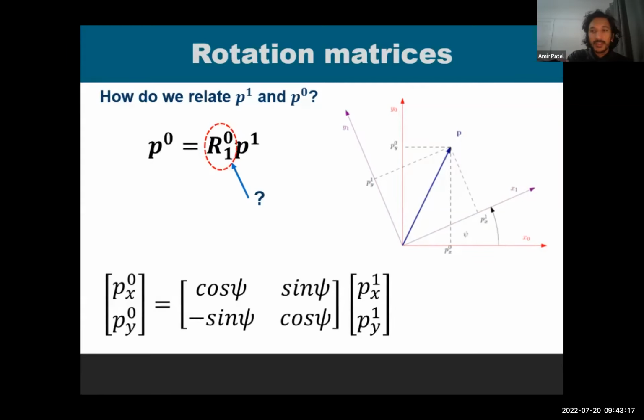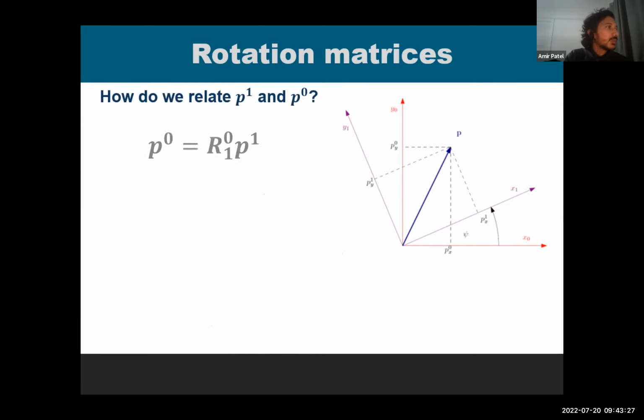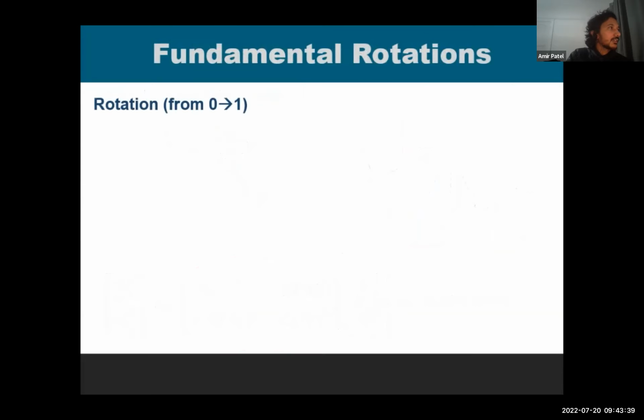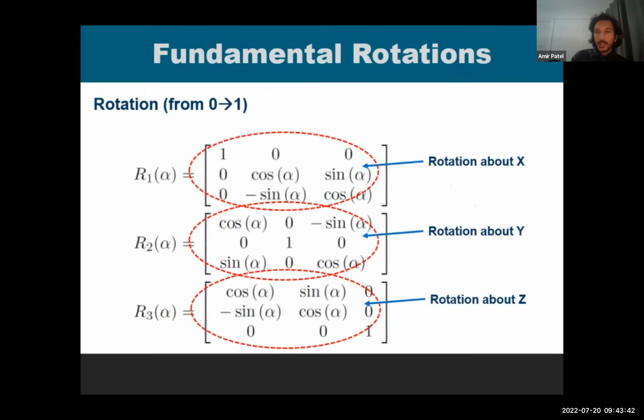In that particular case, it would be an elementary rotation about the z-axis, would be something like that. And you can work that out. You can derive it with trigonometry, but that's what you'd get. And then we can also relate the other way around, right? So we can relate something in frame 0 to frame 1 using the rotation matrix the other way around. So then you have these fundamental rotations. Again, you can get them on Google, but any 3D orientation of an object, animal, robot, can be expressed by some combination of these 3 fundamental rotations: rotation about X, Y, and Z.